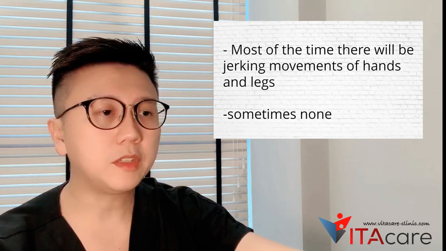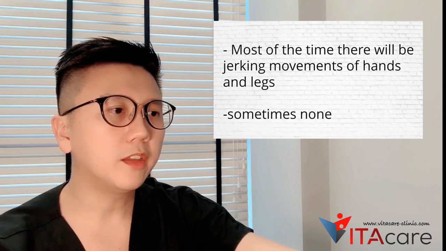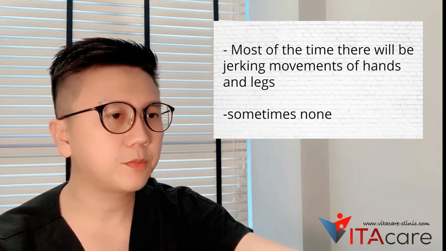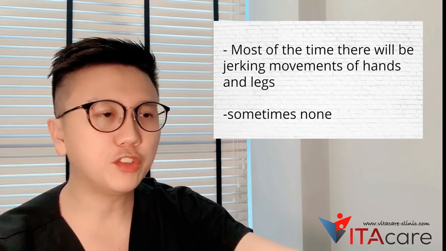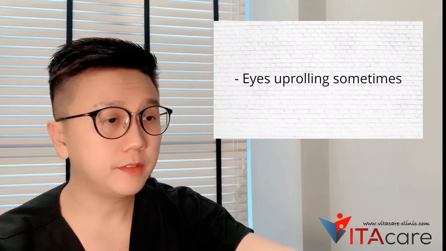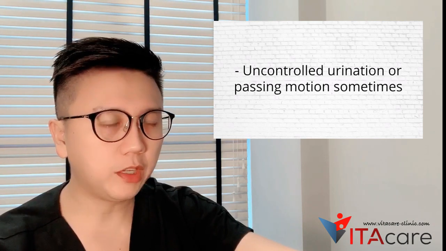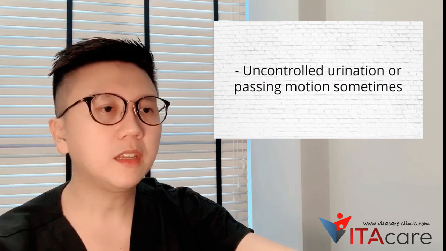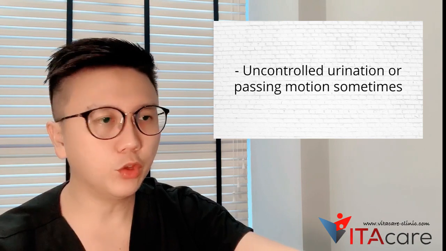There's a special type of seizure called absence seizures, where the child is simply unconscious. You do not see jerking motions. You can see eyes rolling upwards sometimes, not all the time. There may be uncontrolled urination or passing motion during the seizure. Again, not all the time.